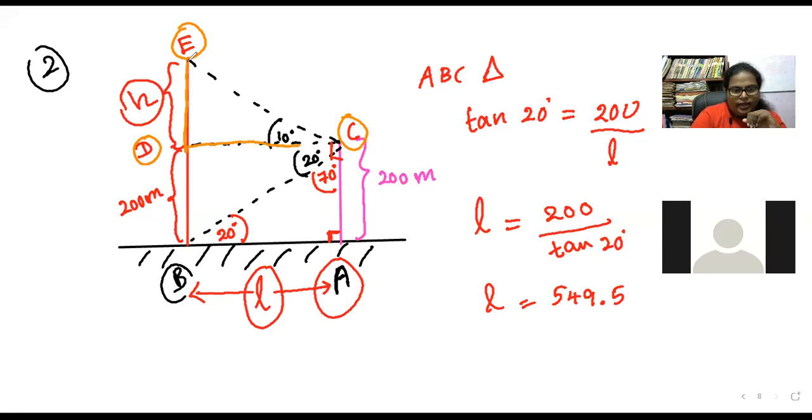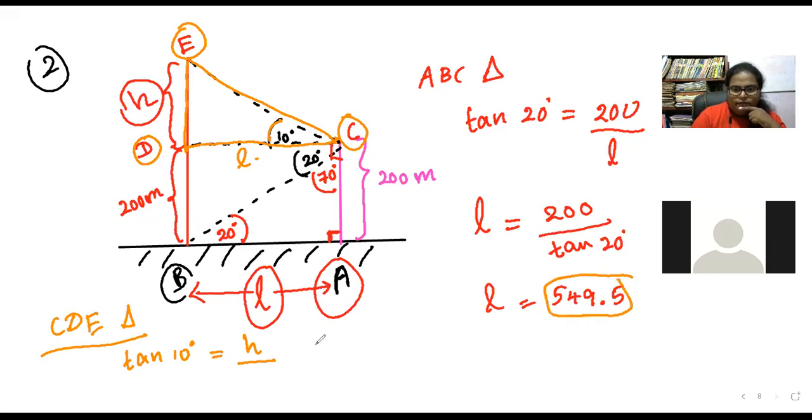If we talk about this triangle, you can see now you know the length of this one because it is the same L. As well, we want to find this H here. So for the CDE triangle, we know this angle also, so we can use tan 10. Here we are using tan 10. What is the opposite side? It is H divided by, what is the adjacent side? It is L.